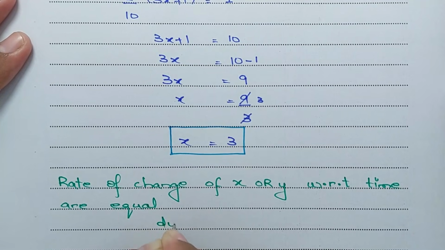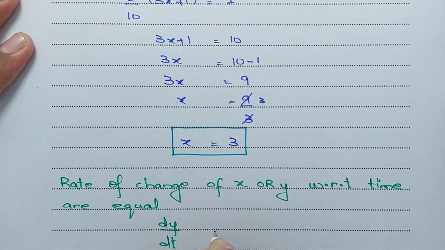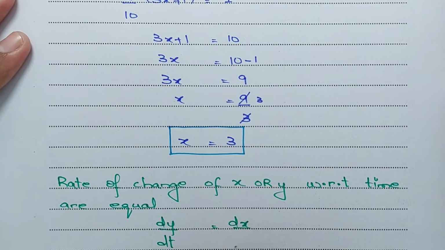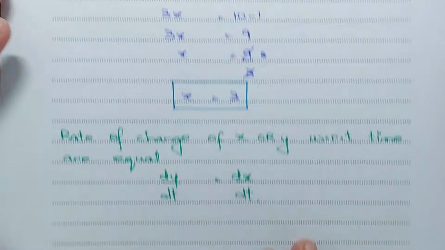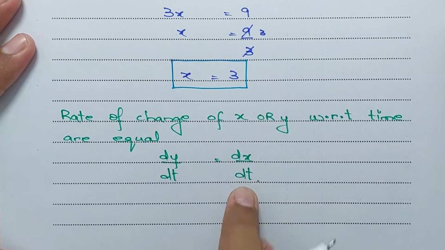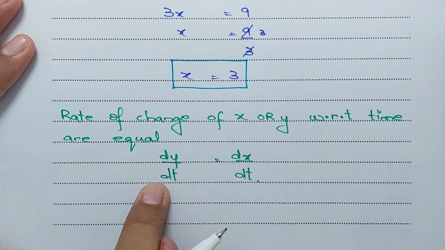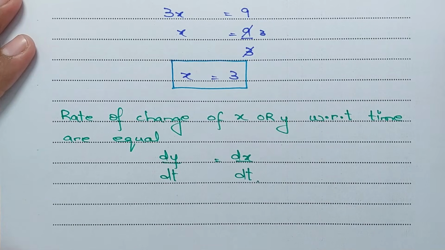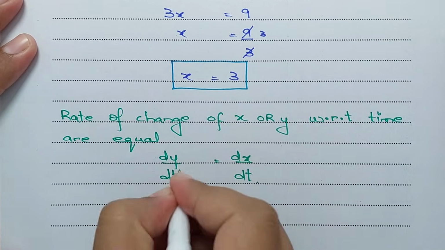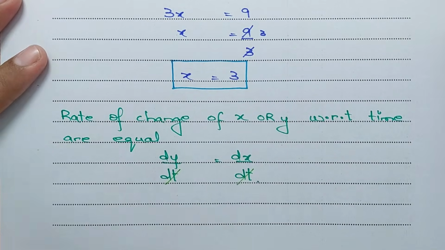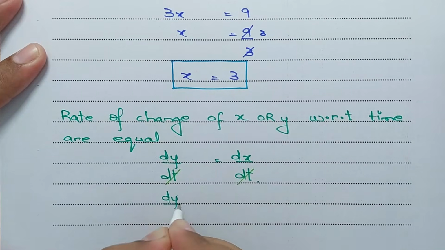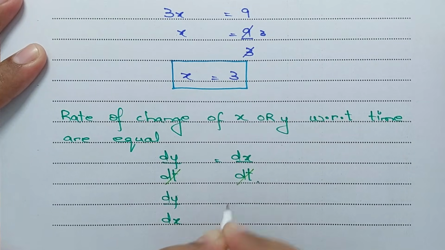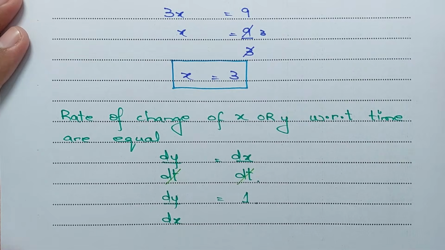It means dy over dt is equal to dx over dt. So the rate of change of x with respect to time and the rate of change of y with respect to time are equal. So they are increasing at the same rate, right? So dx is cancelled out with dx. Now here we have dy cross multiplied by dx, and that is equal to 1. This is why dy over dx is 1.